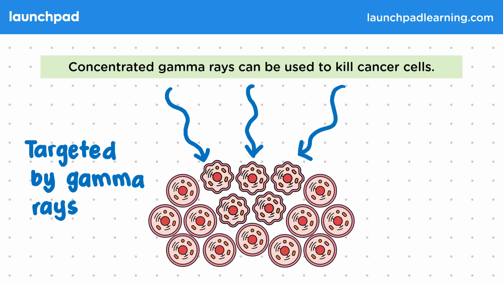This is why we direct the gamma waves from multiple angles to reduce the number of waves reaching the surrounding cells. This treatment will kill the cancer cells, as the gamma waves supply them with large amounts of energy, and the cells cannot survive after absorbing this.